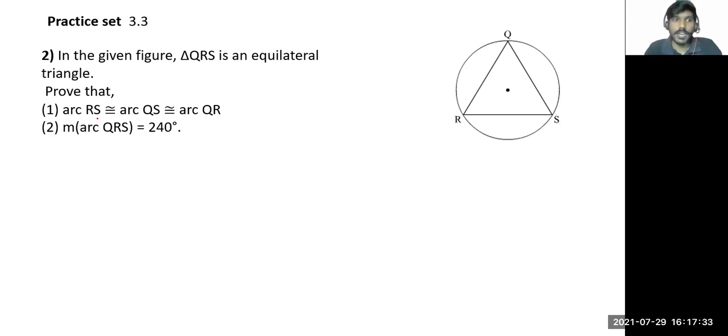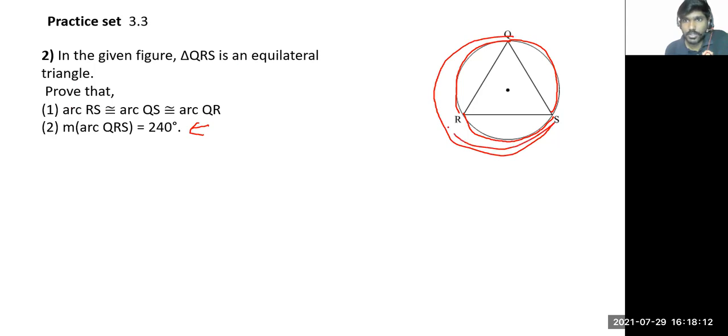Now you have to prove that arc RS, arc QS and arc QR are all equal, congruent to each other. That is the first thing to prove. The second thing to prove is the measure of arc QRS. Can we not just add all of them and say that it equals 360? Yes, we'll use that property here, but in the second part we have to prove that QRS, only this much part, is 240 degrees.